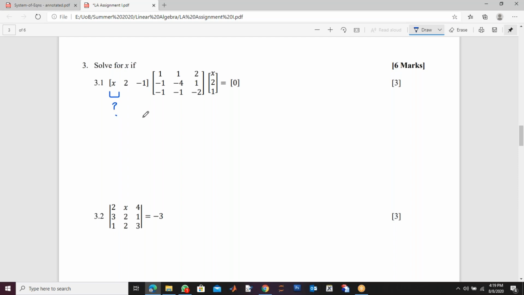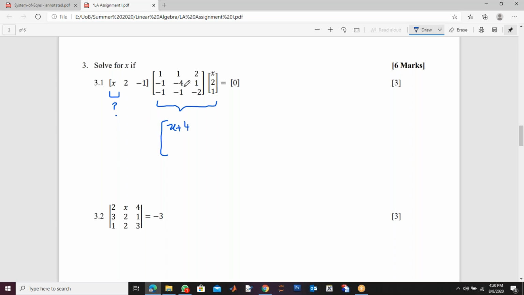It's not a problem, just keep multiplying. You have 3 matrices, or 2 vectors and 1 matrix. What you can do is multiply these two first, and you will get a vector. 1 into x plus 1 into 2 plus 2 into 1, so you will get x plus 2 plus 2, so x plus 4. This is what you will get.